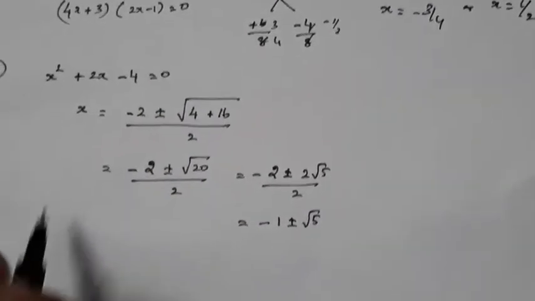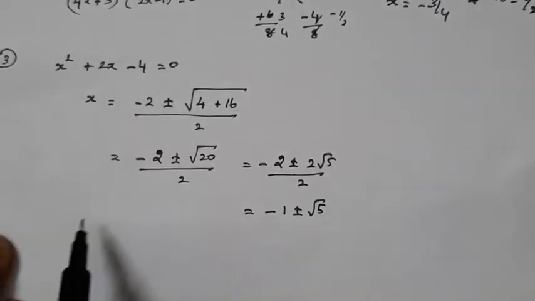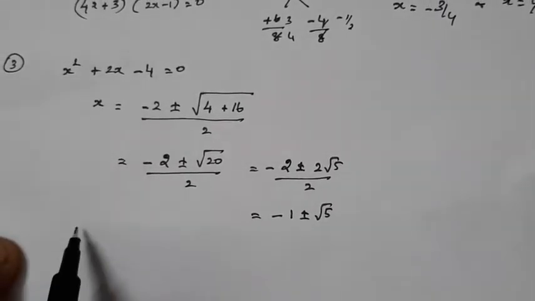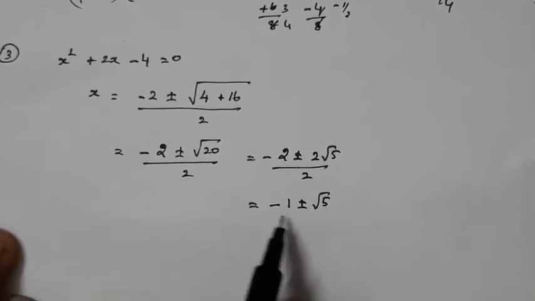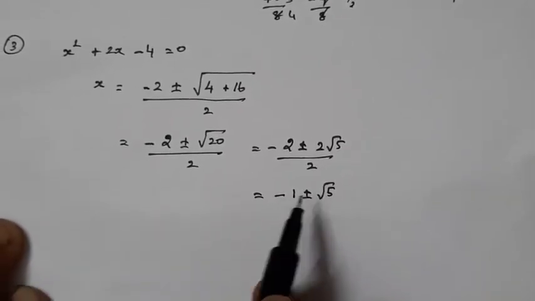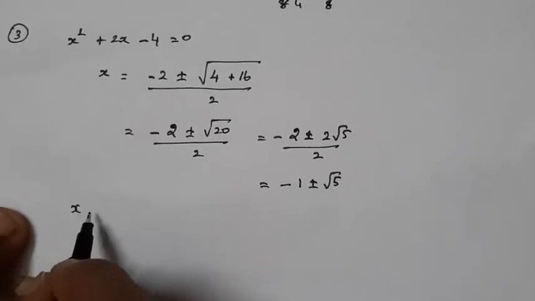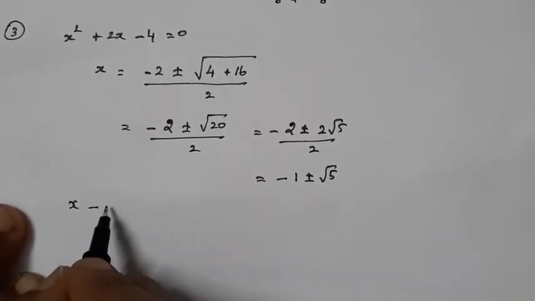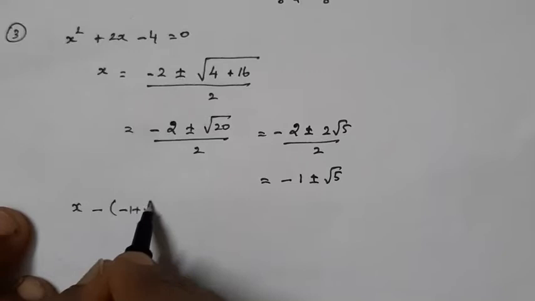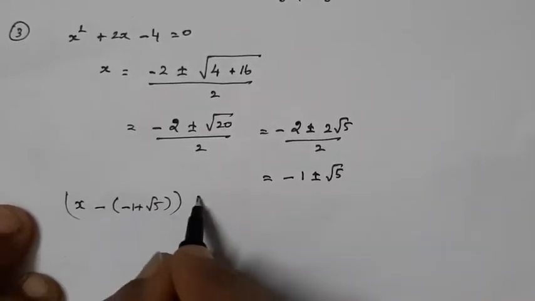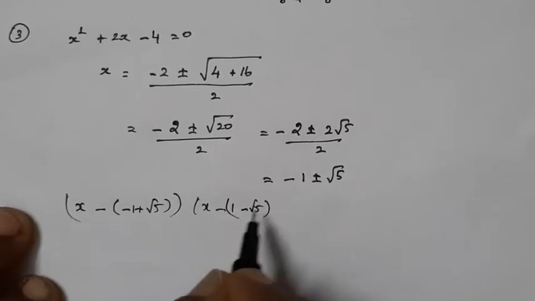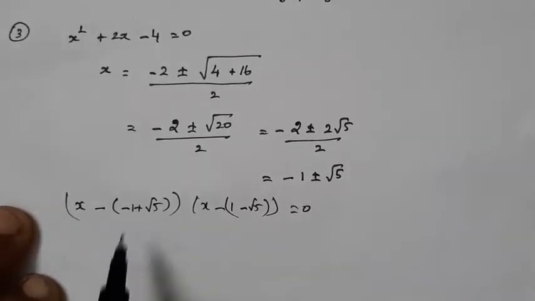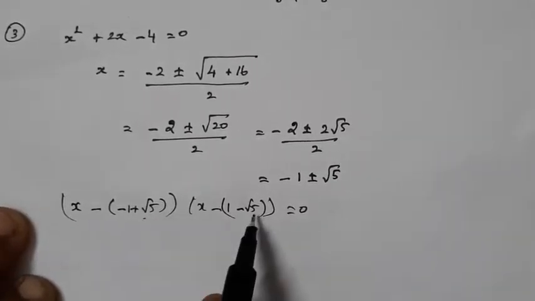Now look at this. Even so, after getting the roots, if we express this as factors, you will get one factor as x minus of minus 1 plus root 5, and another factor as x minus 1 minus root 5. Okay, this would be equal to 0. But the roots are irrational roots.